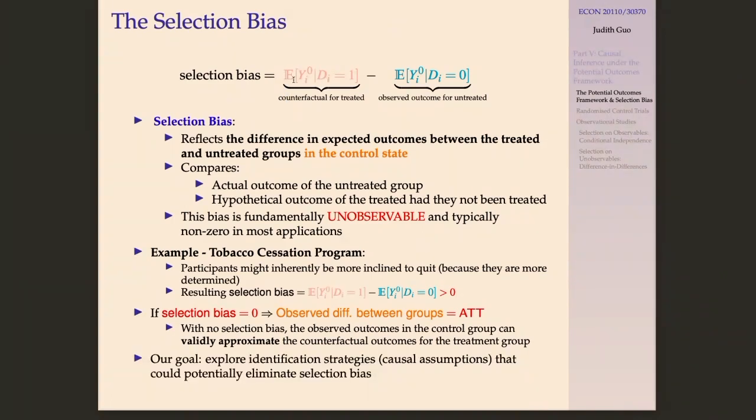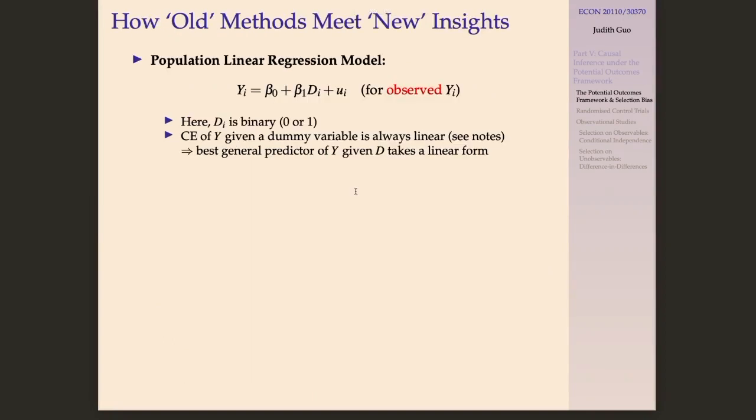Basically what we're doing for the rest of the week is exploring some causal assumptions that allow us to potentially get rid of the selection bias term, so that we can make the observed difference between groups equal to the ATT in value. So before we look at the slides for today, just to show you how what we've done in semester one actually connects to what we're doing right now.